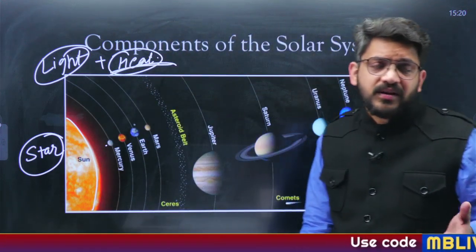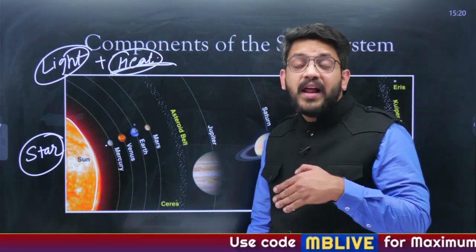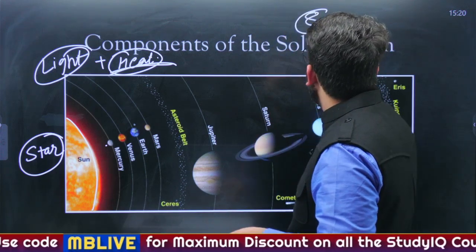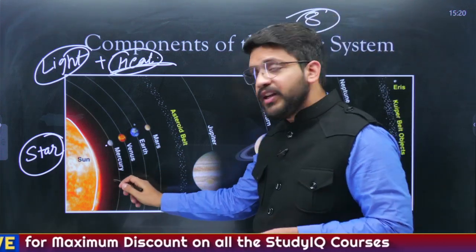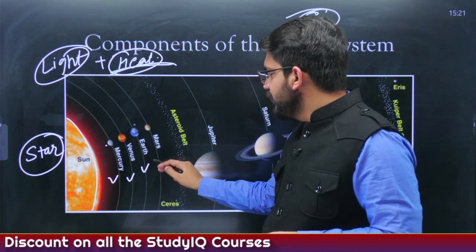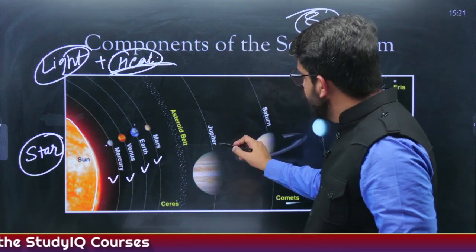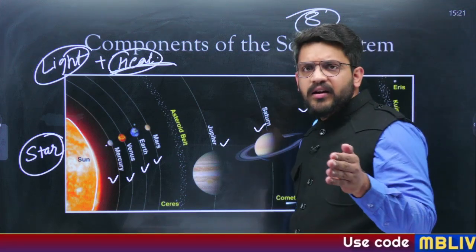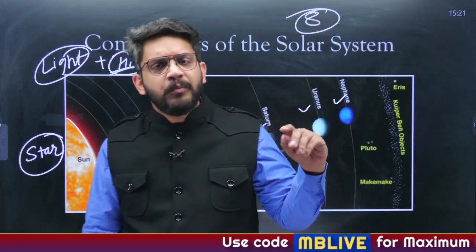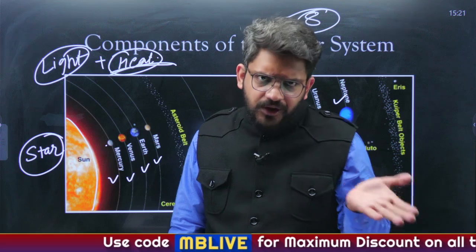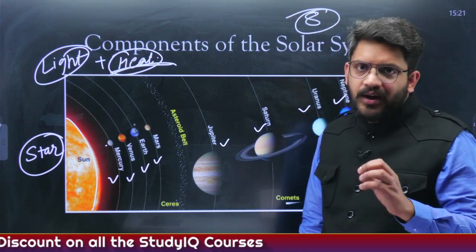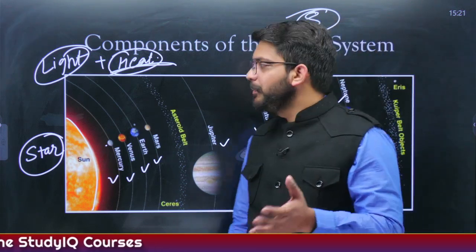Apart from the Sun, we have a number of planets. How many planets? There are 8 planets, starting from Mercury, Venus, Earth, Mars, then Jupiter, Saturn, Uranus and Neptune. Earlier, before 2006, we had one more planet, that is Pluto, but after 2006 we don't consider it a planet. Now it is considered a dwarf planet. Pluto is a dwarf planet.